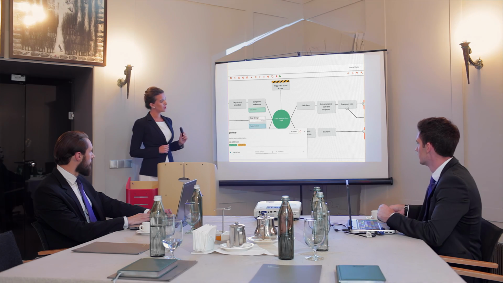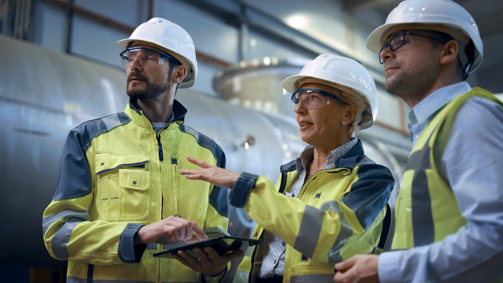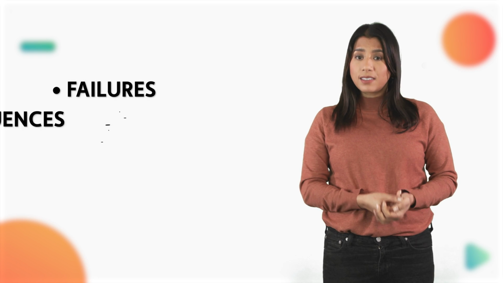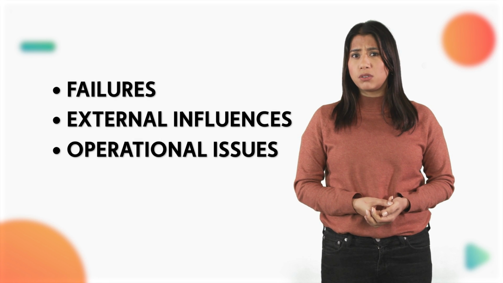Identifying all potential threats is essential and can often be more difficult than identifying consequences. For this reason, it's often done through brainstorming sessions where team members share their insights. Just like with consequences, it's important to provide ample context when describing threats. Your audience should clearly understand how each threat could directly cause the top event. Threats can originate from various sources. They can be failures, external influences, or operational issues.